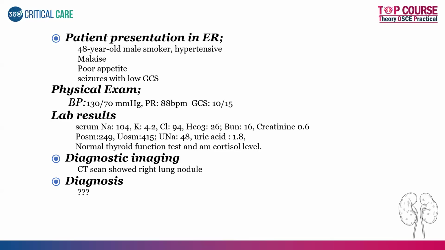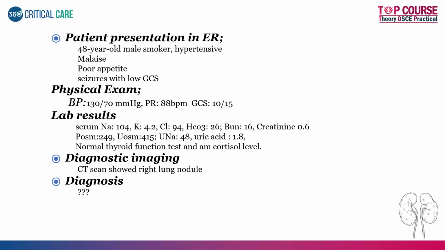One of a 48-year-old male smoker, hypertensive, presented to the ER with malaise, poor appetite, and he also had seizures, that is GTCS, with low GCS score. His score was roughly around 10 to 11. On examination, he was found to have a BP of around 130 over 70 millimeters of mercury. His heart rate or the pulse rate was around 88 beats per minute. I already mentioned the GCS score.